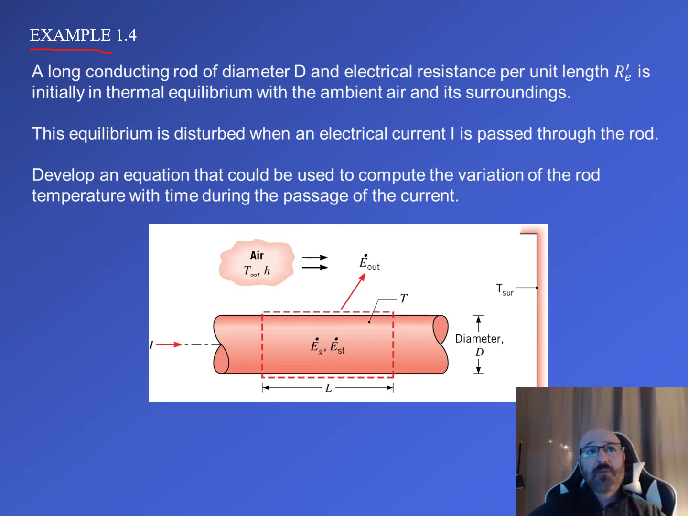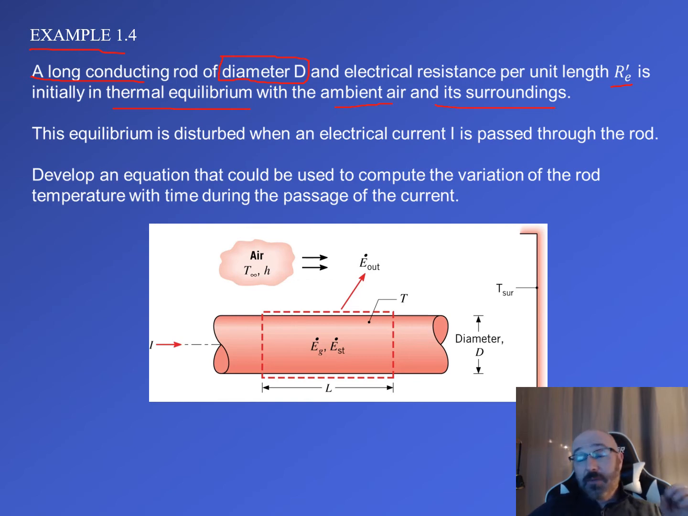So in this problem here, we have example 1.4, and they give us a long conducting rod. Now they tell us our diameter is capital D. They also tell us that our electrical resistance per unit length is given to us as Re prime, and this is initially in thermal equilibrium with the ambient air and its surroundings.